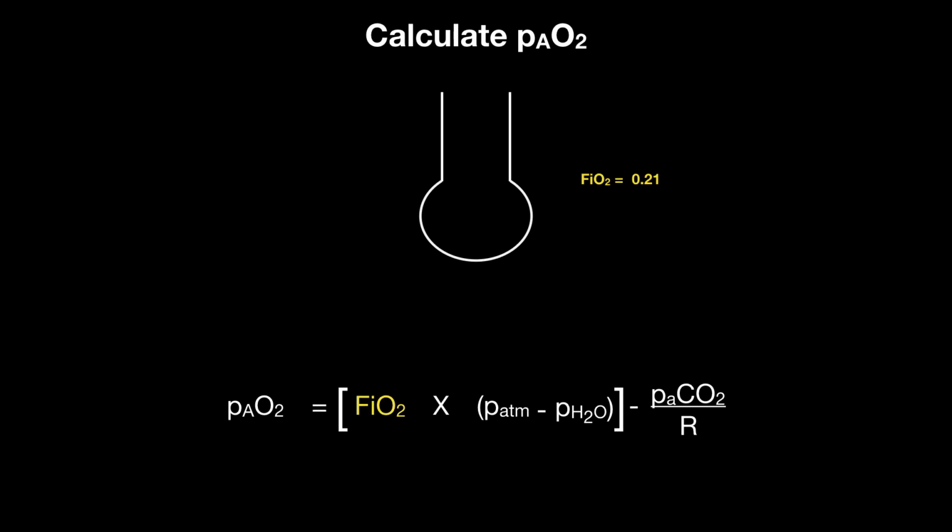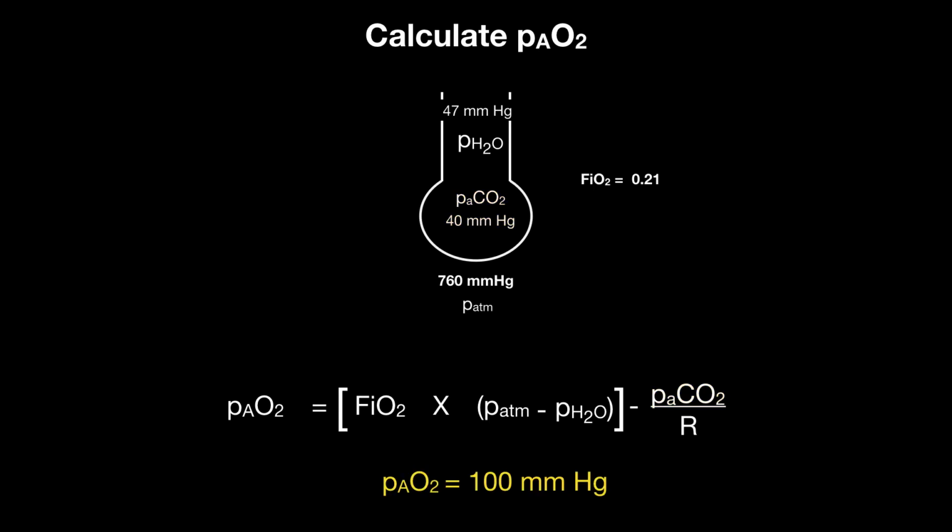The fraction of inspired oxygen is 0.21. The total pressure of the compartment is the pressure of atmosphere, and by convention we say it's 760 millimeters. The pressure of water is 47 millimeters of mercury. And finally, the partial pressure of CO2 comes from the partial pressure of CO2 in the artery, which is traditionally 40. And then we have to use the respiratory quotient to convert that into the partial pressure of CO2 in the alveolus. And if we take all those numbers together, we get the partial pressure of oxygen in the alveolus at sea level, breathing room air, is equal to 100 millimeters of mercury.